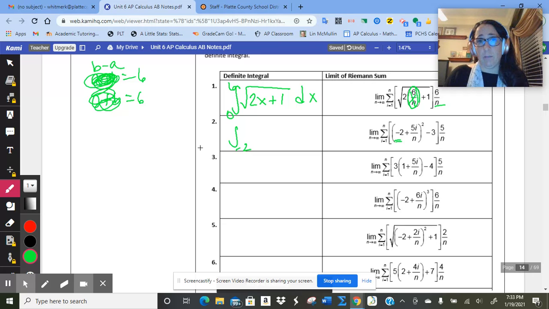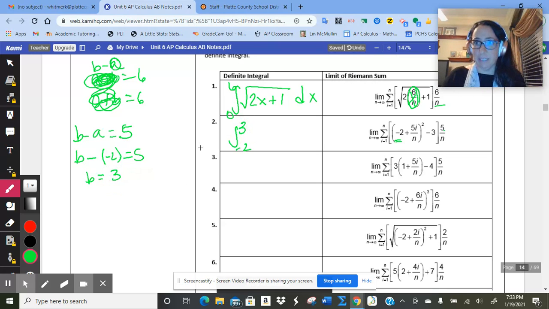So let me go back up here. B minus a had to be 6, and we said a was 0, so b was 6. B minus a has to be 5. I don't know what I was just thinking there for a second. And we said a was -2, so b minus -2 has to be 5, so b would equal 3. There we go. Sorry about that. All right, and then I can see that I have x squared. That whole thing is my x minus 3 dx.